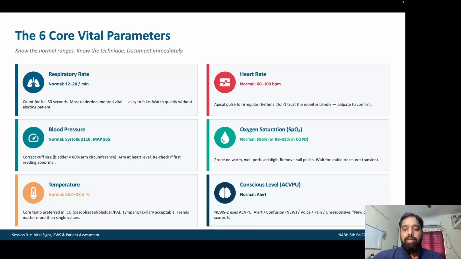Regarding the conscious level, the ACVPU measurement is used. The normal is Alert, the first description in ACVPU. The remaining terms stand for Confusion, Voice, Pain and Unresponsive.